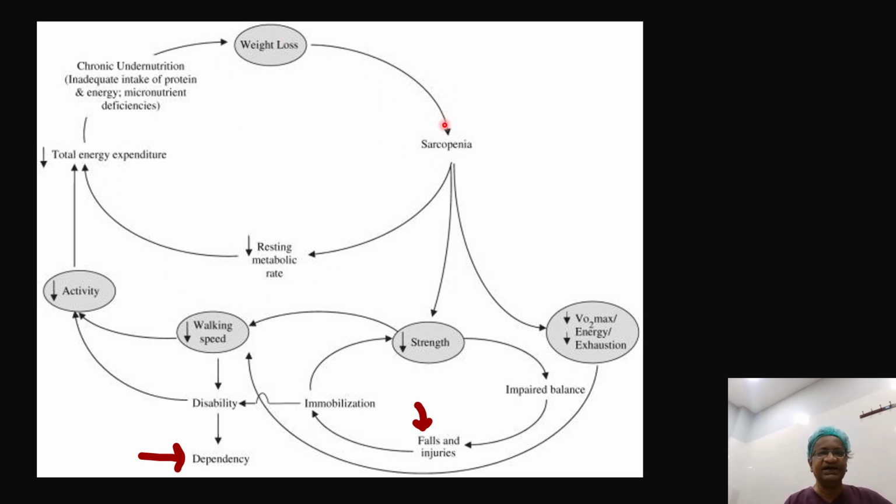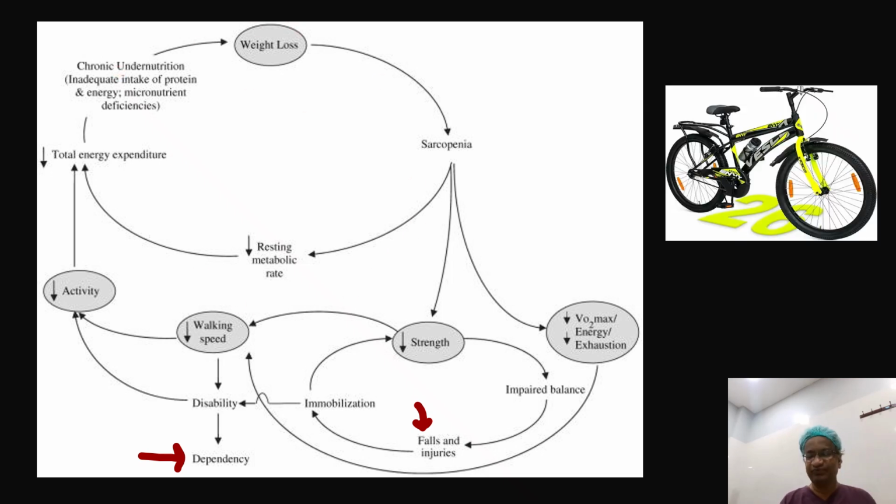But this sarcopenia will also cause decreased strength, falls, and dependency. This is what I told you earlier. Dependency, falls, and injuries. There is impaired balance because of decreased strength. Again, decreased, so he doesn't walk at all. So decreased total expenditure. He eats less. Again, it's weight loss. Something like that. You need to break the cycle somewhere.